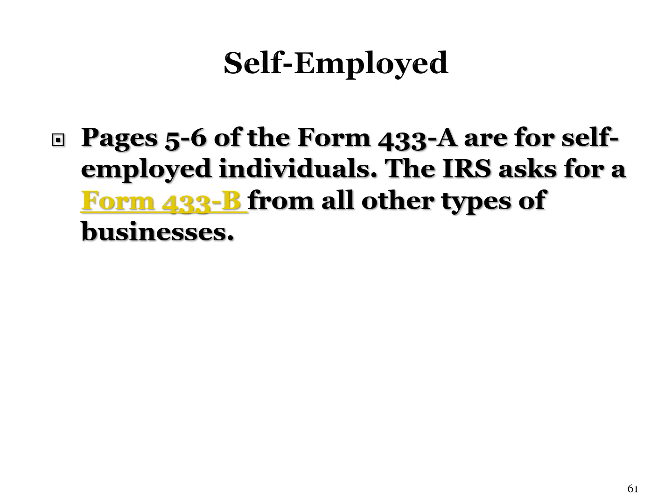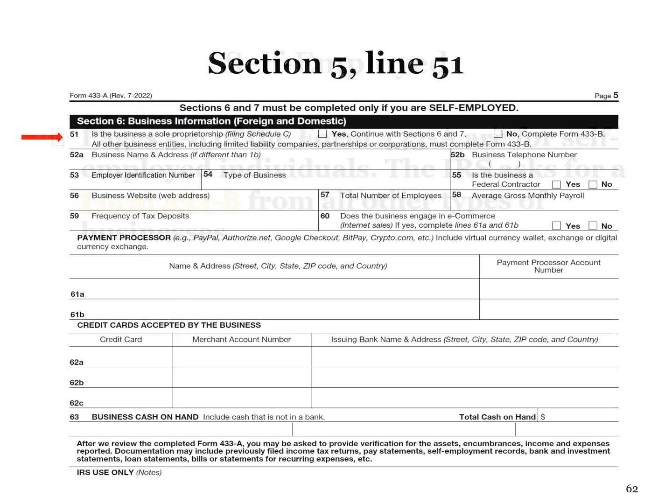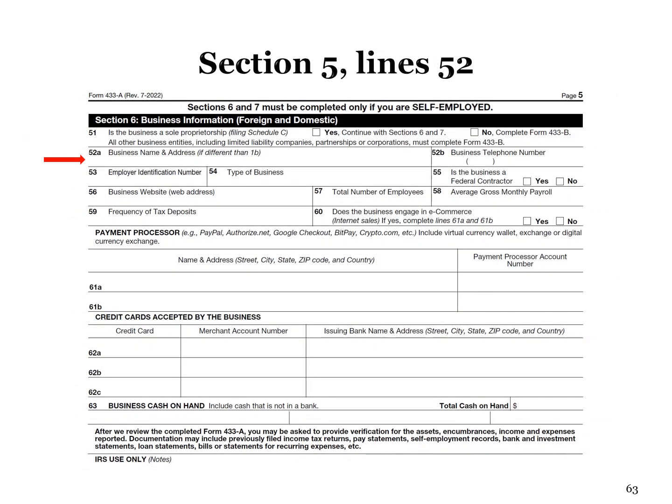Pages 5 through 6 of the Form 433A are for self-employed individuals. The IRS asks for a Form 433B from all other types of businesses. Here, simply indicate whether you are a self-employed taxpayer or not. All other business types use Form 433B. Place the business name and address here if there is one.